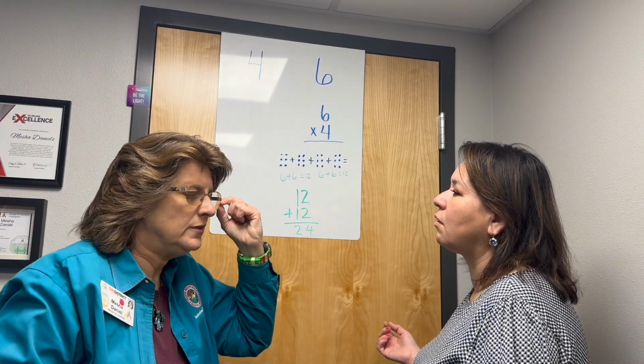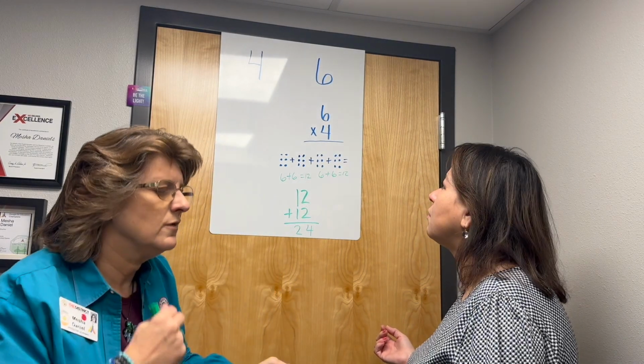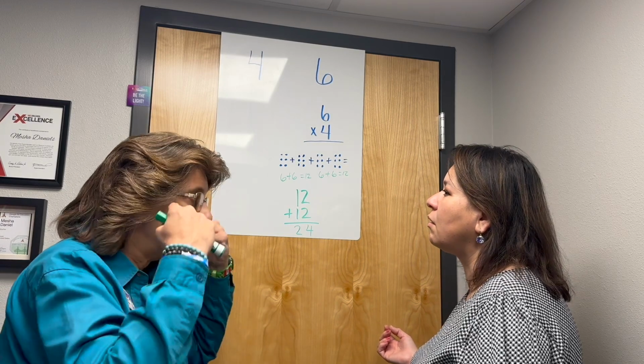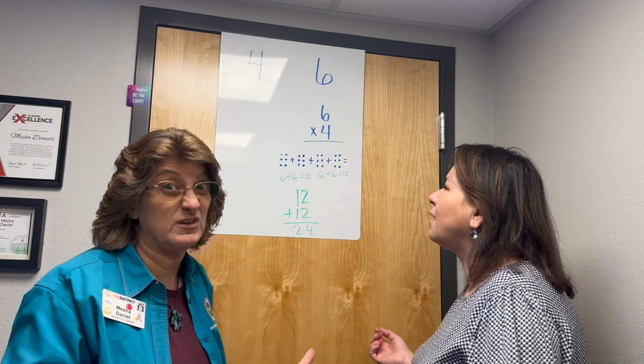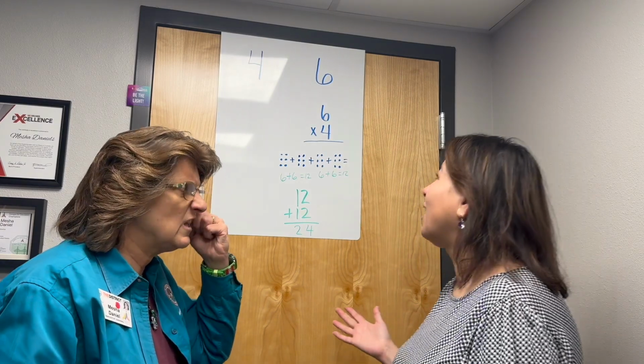I'm going to have to put that in my brain. 6 times 4 is 24. I'm going to have to stick it in my brain because otherwise I'm going to have to do this every time to get the answer. So you have to stick that in your brain.